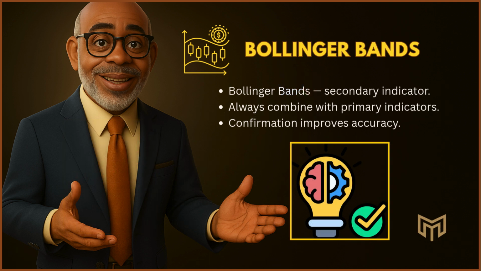Nevertheless, keep in mind that Bollinger Bands are a secondary indicator, meaning they should never be used in isolation. While they're powerful for measuring volatility and identifying potential reversals, combining them with primary indicators like trend lines, RSI, or the MACD helps confirm signals and improve accuracy. No single indicator tells the whole story.